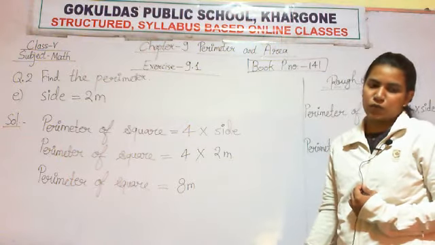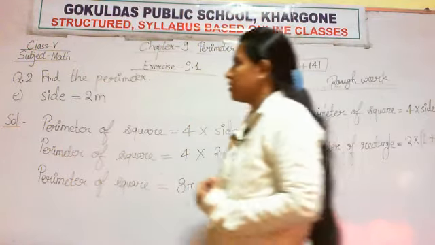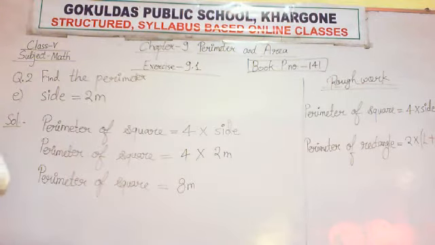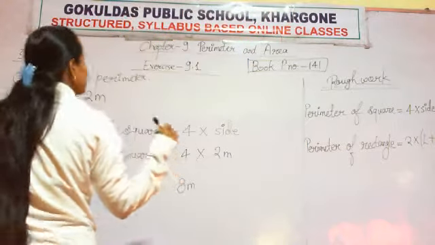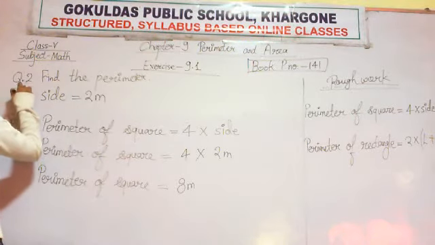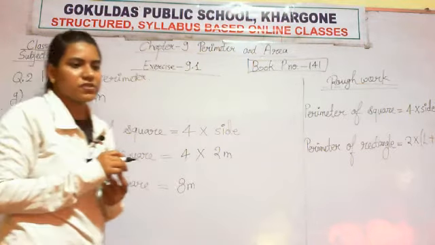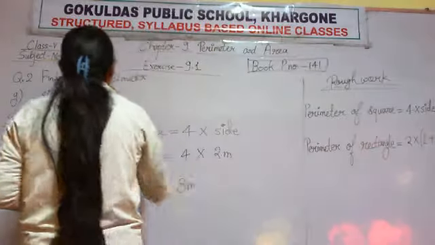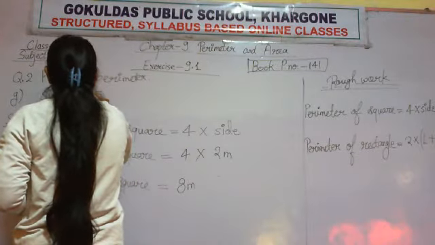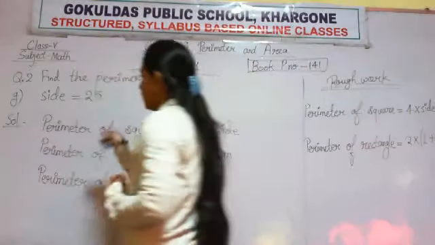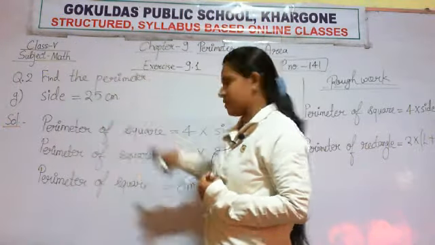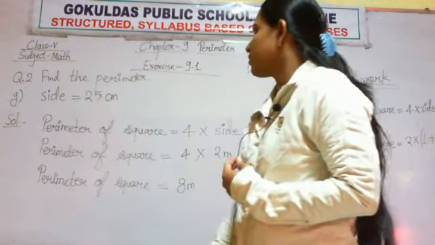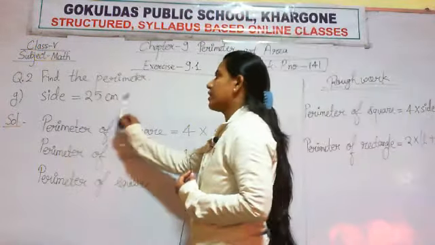Now we will do question number G. In question number G, again side is given and given side is 25 centimeter. We remember, if centimeter is given, your result will be in centimeter. If meter is given, your result will be in meter. Do not change the unit, okay? So here the side given is 25 centimeter.